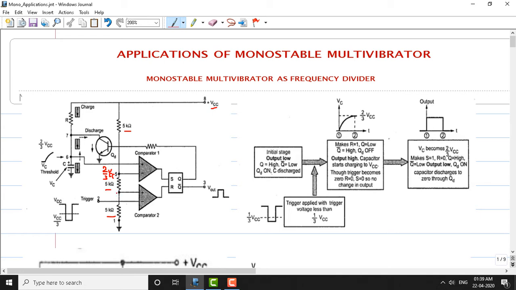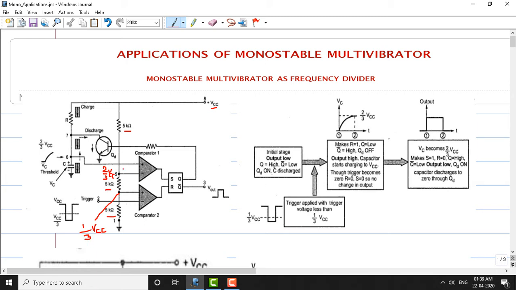Similarly, we can apply the voltage division rule and find out the voltage at the non-inverting terminal of comparator 2. Therefore, voltage here is 1 by 3 VCC. This can be estimated by supply voltage VCC times 5 kilo ohm divided by 5k plus 5k plus 5k, it is 15k. If we simplify that, the value is found to be 1 by 3 VCC.